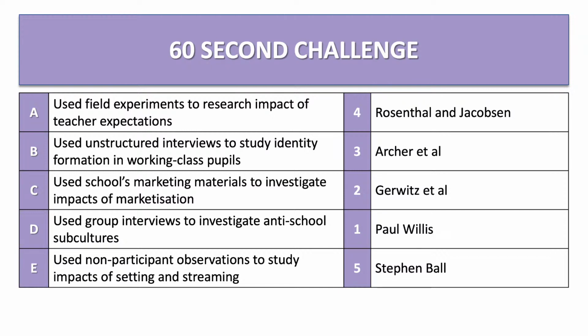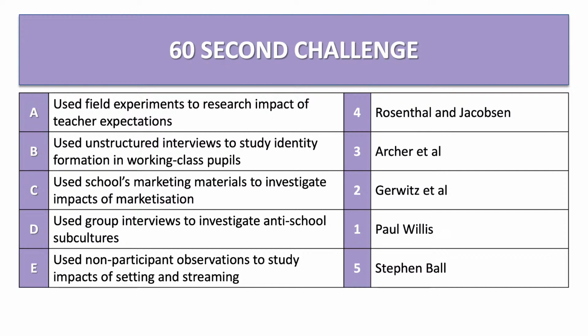No. Use field experiments to research the impact of teacher expectations. Rosenthal and Jacobson. So they used field experiments. They manipulated the teacher's perception of the student by telling them that they were going to academically achieve over the next year, and then they measured what happened. They measured the students' results at the end of the year, and they found that a lot of those who had been seen as being spurters had improved.